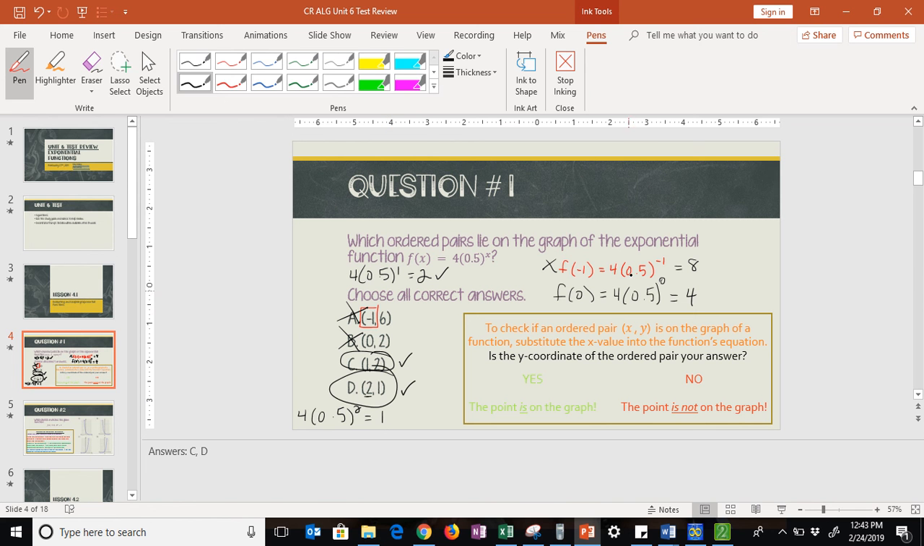So use your table, plug in your points, whatever works for you. I showed you 2 different ways for you to find those answers there, choice C and D.